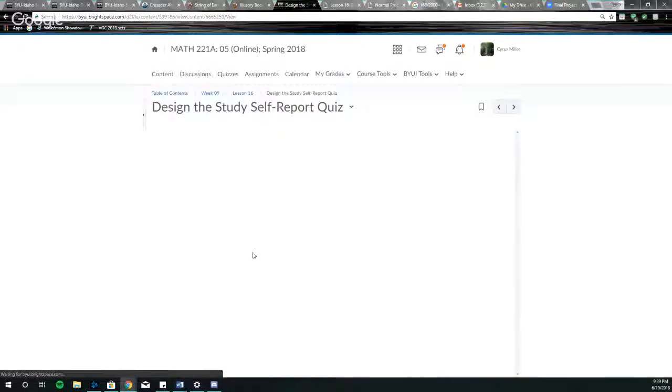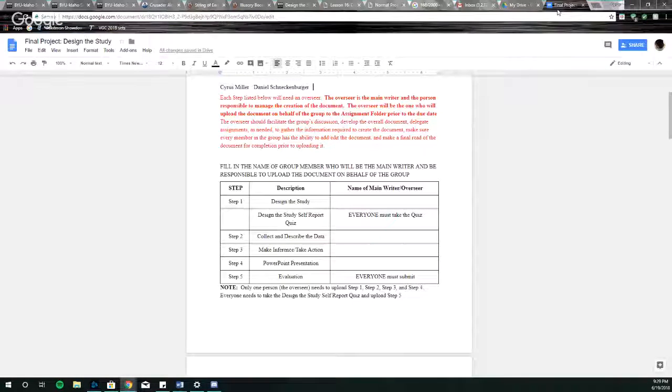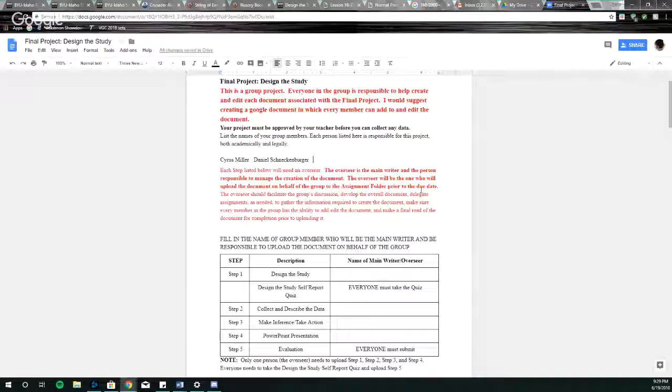Okay. So first of all, we have to decide what type of study we want to do. All right, each step is listed below. We'll need an overseer. The overseer is the main writer and the person responsible for managing creation of the document. The overseer will be the one who will upload the document to the assignment folder on behalf of the group. All right, let me check the due dates for each of these steps.